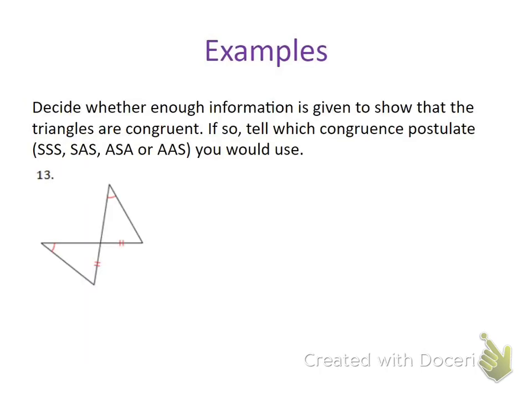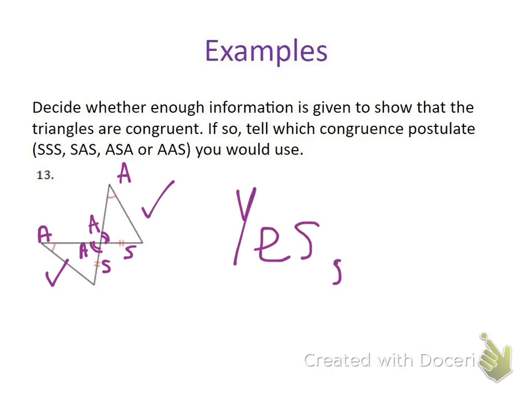So on number 13, before we do anything, what type of angles are these right here? They're vertical, so we can go ahead and mark those as congruent to each other. So, I see an angle and a side. Is that one of ours? It's not angle, side, angle because that side's not between. Okay, and over here, I see angle, side. Is that one of them? So which congruent postulate would I use? Angle, side.